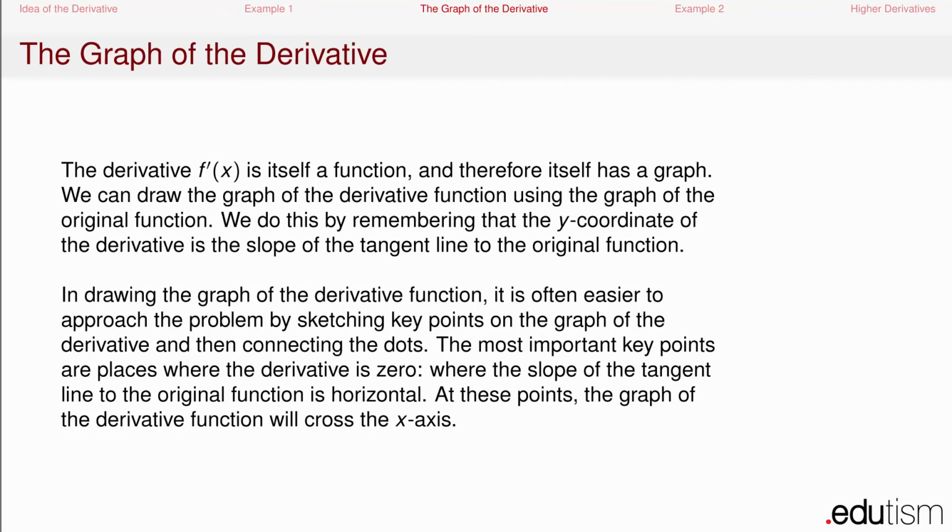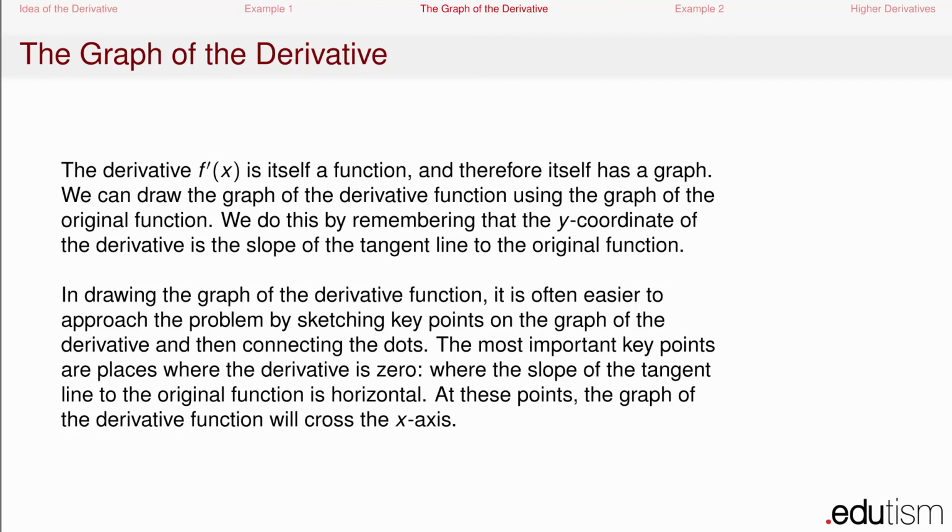So to draw the graph of the derivative function, we pick a couple key points on the graph of the function. We draw a tangent line at each of those key points. Then we figure out what the value of the derivative is going to be at each of those key points, sketch a bunch of points on the graph of the derivative, and connect the dots to get a graph of the derivative. The most important key points to find are places where the derivative is 0.